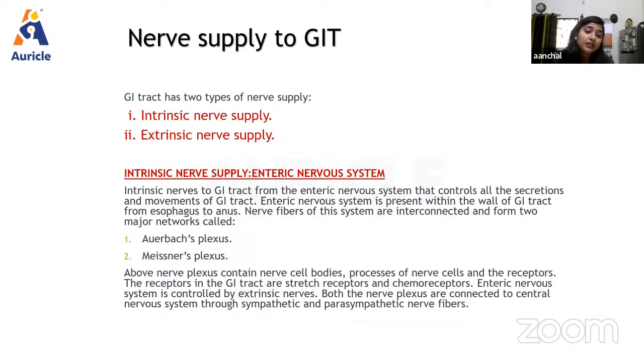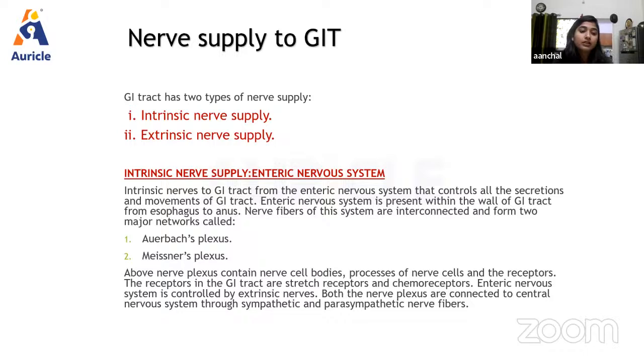Then second, we have the Meissner's plexus. So basically the Meissner's plexus is responsible for increasing the secretions. Secretions may be through the cells present inside the stomach, or the cells present inside the small intestine. So the Meissner's plexus is always involved in increasing secretions, and the Auerbach's plexus is always involved in increasing motility. Both motility and secretions are increased by the parasympathetic stimulation of the ANS. Parasympathetic and sympathetic we're also going to discuss in extrinsic nerve supply.